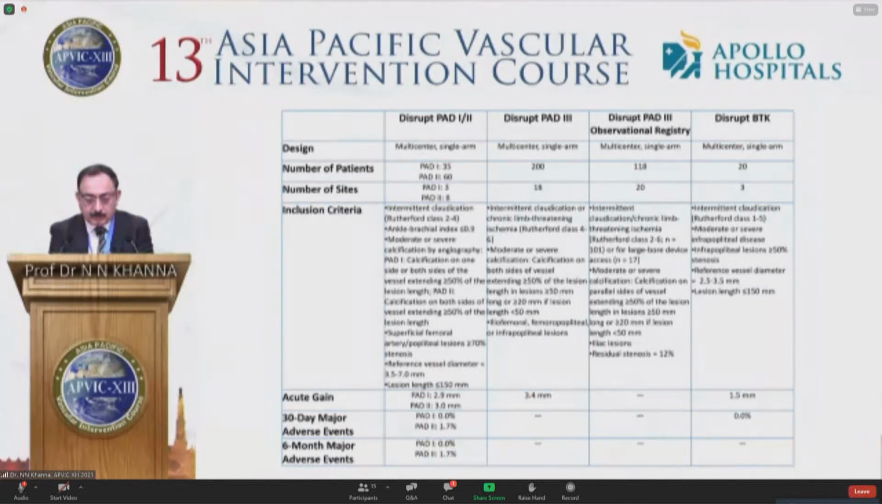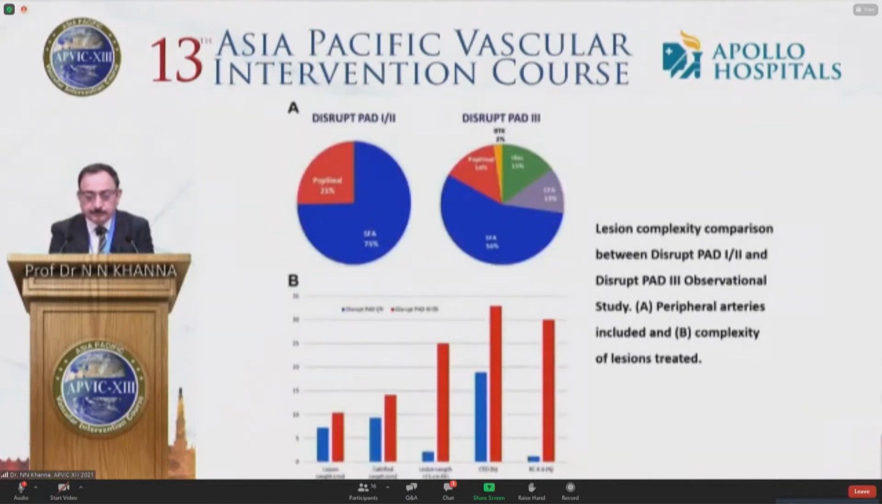And if you look at the acute gain, there was an acute gain of 3.4 millimeter in the PAD 3 study, and 30-day major adverse events were 0% in PAD 1 and 1.7% in PAD 2, and 6 months major adverse events were 0% in PAD 1 and 1.7% in PAD 2.